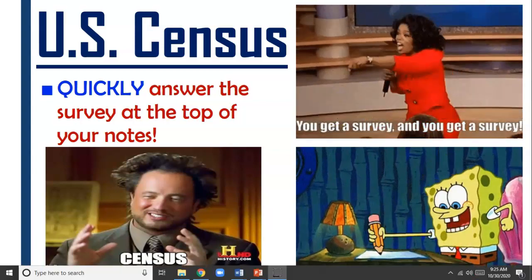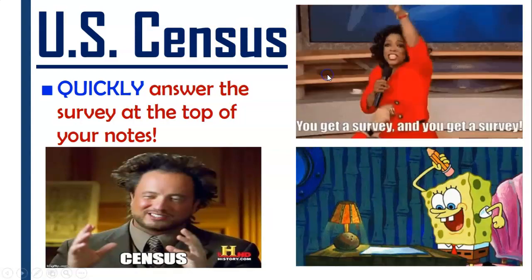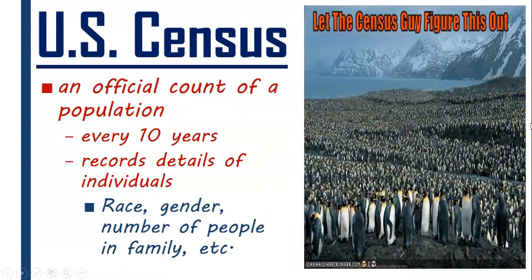All right, part 2 is census. Ignore that survey at the top of your notes, but we're going to talk about the United States Census and what it means. Just write down these terms in your notes. An official count of a population. The census is done every 10 years.